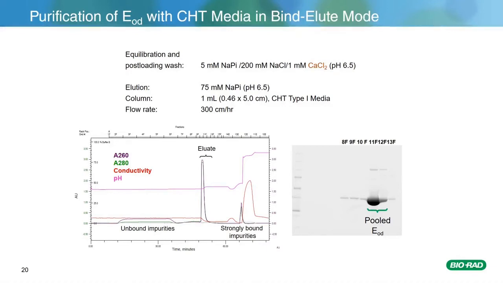According to the DOE prediction, we scale up the purification. The target enzyme was bound by CHT in the presence of 200 millimolar sodium chloride and 1 millimolar calcium chloride at pH 6.5. And it was eluted with 75 millimolar sodium phosphate. Highly purified enzyme was obtained.